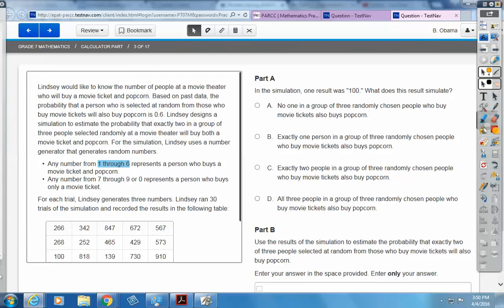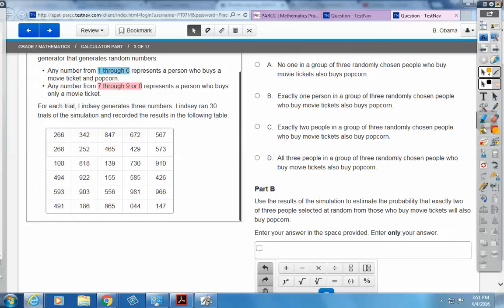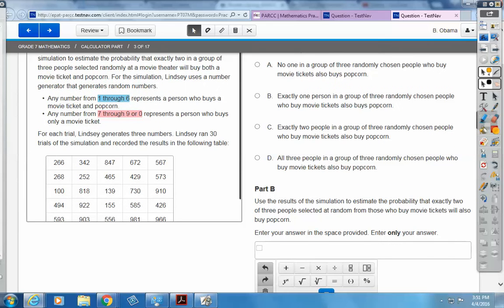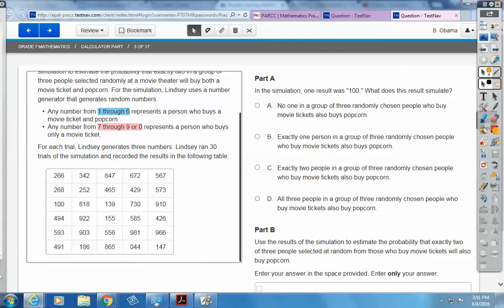and 7 through 9 or 0 represent someone who just buys a movie ticket. For the trial, Lindsay generates 3 numbers. She ran the simulation 30 times and recorded the results. And so these are our results.